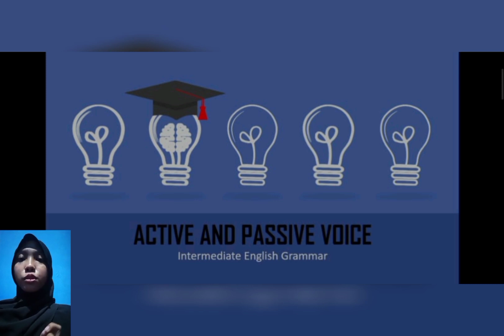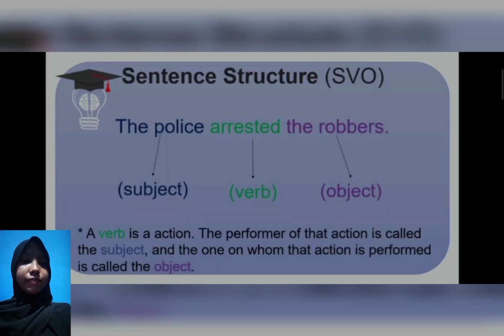I'm here to share knowledge of intermediate English grammar material about active and passive voice. Sentence structure. As you view: The police arrested the Roberts. The police is the subject, arrested is the verb, and the Roberts is the object.